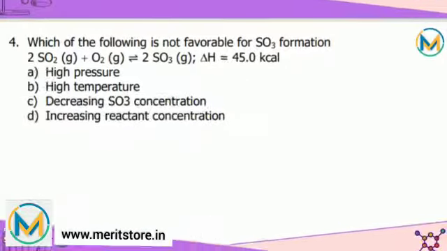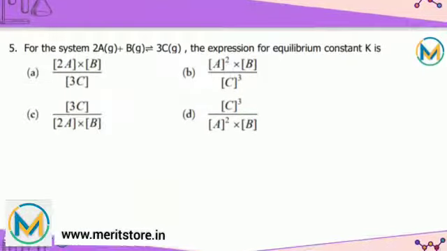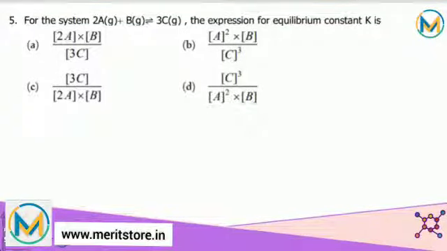Looking towards the next question, which of the following is not favorable for SO3 formation? High pressure, high temperature, decreasing SO3 concentration and increasing reactant concentration. So the correct answer for this question is option B, that is high temperature, because the reaction is exothermic. So high temperature will favor the backward reaction. Option B.